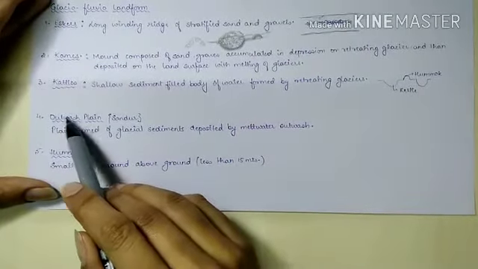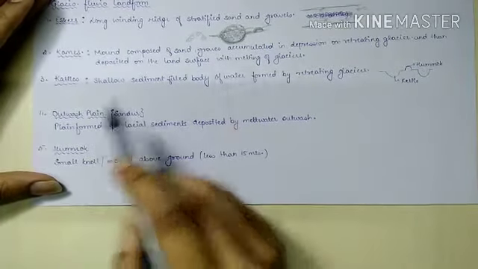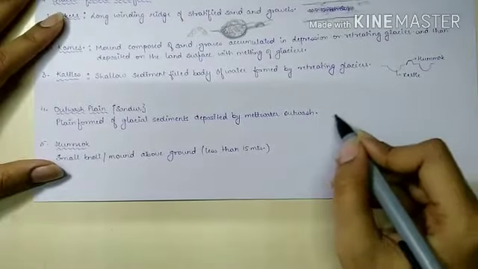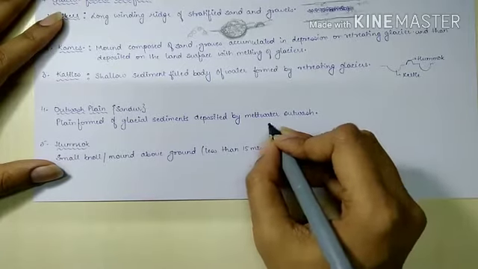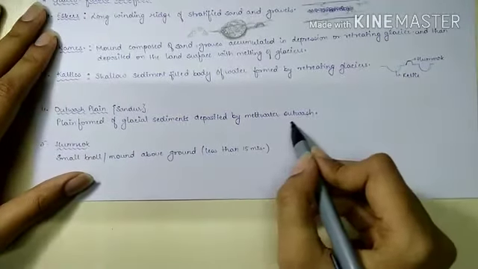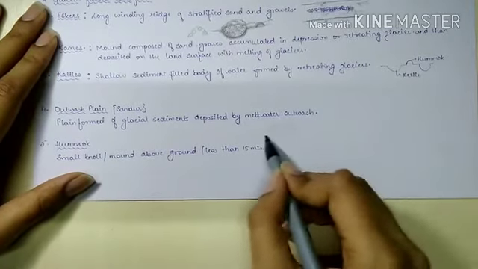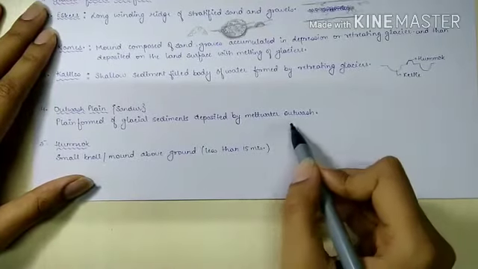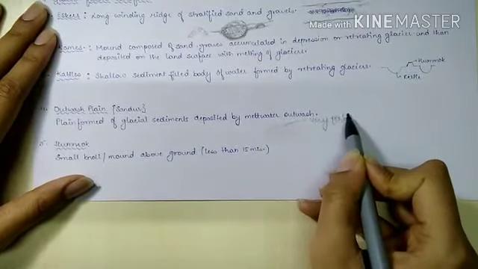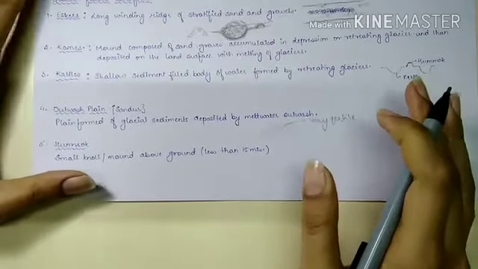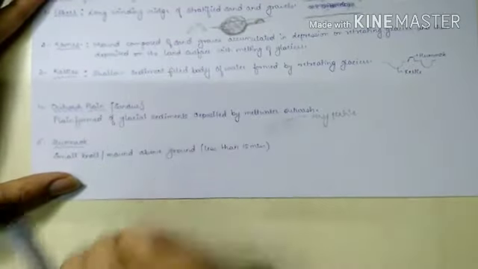And lastly we have outwash plains. They are also known as sandurs. They are formed when the glacial sediments are deposited. The plain is formed due to glaciofluvial deposits. Okay, and this area, this outwash plain, is really very fertile. So that was all in glaciofluvial landforms. In it, we have studied esker, kame, kettles, outwash plain, and hummocks.